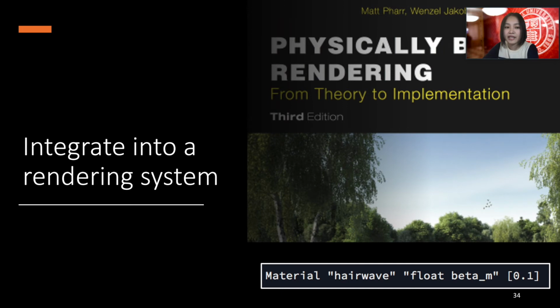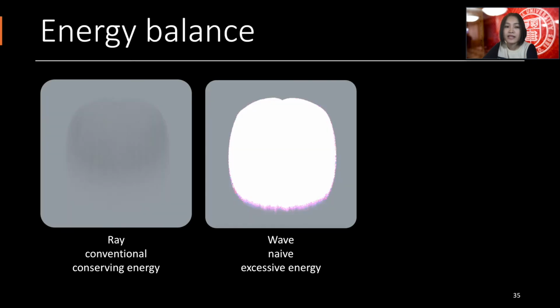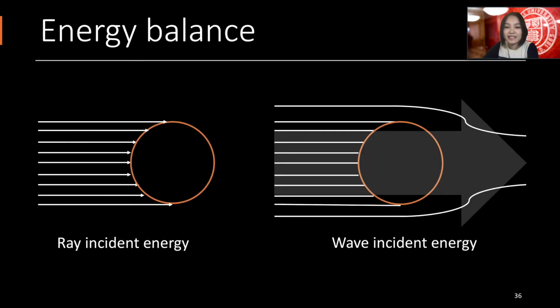Now it's time to think about how to apply what we obtained from wave simulation to render fibers. Due to the differences between ray and wave optics in nature, special treatment is needed when integrating such a wave optic scattering function into a path tracer. The naive way of integrating the wave fiber model would result in excessive energy, as shown in the furnace test renders on this slide.